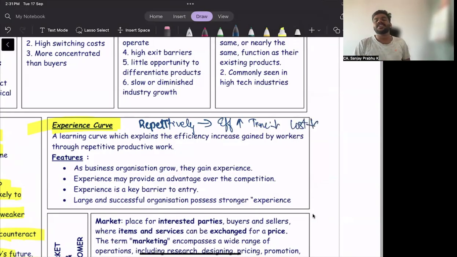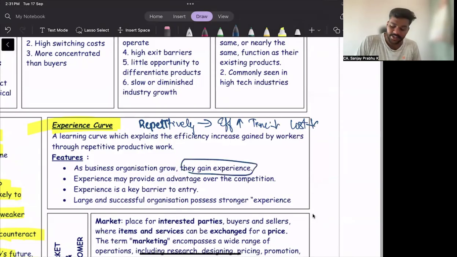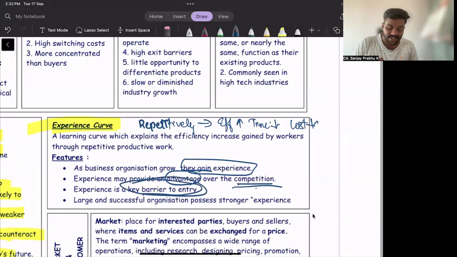When you're doing certain work repetitively, your efficiency increases, which results in reduction in the time as well as reduction in the cost. So as a business grows, they gain experience. So other players, Hero, Honda, TVS, all they are having experience which is not there for Ambani. So experience will provide an advantage over the competition. Experience is a key barrier to entry. And who is having experience? Large and successful organizations will be having experience.